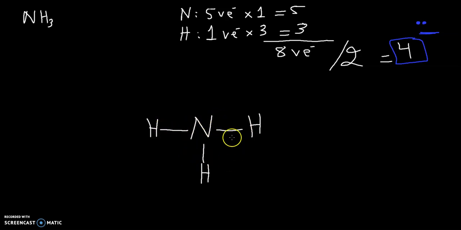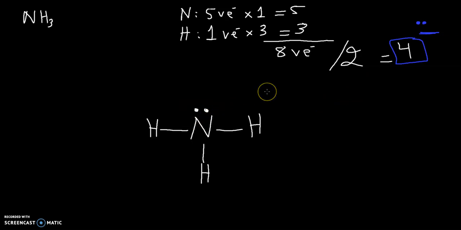How many pairs did I use here? This is the first pair, the first bond. Second pair, which is the second bond. Third pair, which is the third bond. I need 4 pairs. So what should I do? I should add 1 pair to the central atom. So first you distribute, then what's left, like 1 pair or 2 pairs or whatever, you add it to the central atom.